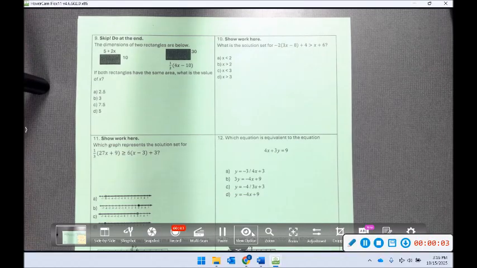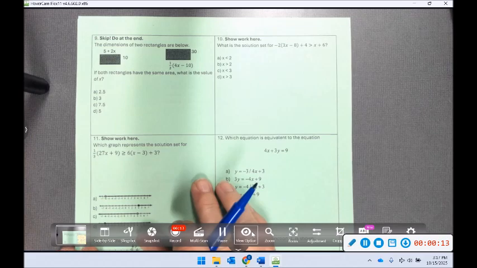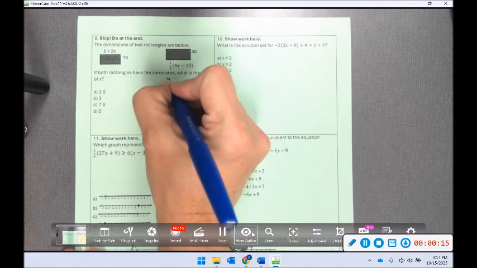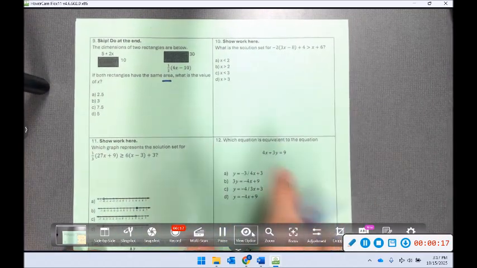Alright, so this is the video for the back of the review sheet. Now we're going to do 9 through 16. So number 9, it says dimensions of two rectangles are shown below. If both rectangles have the same area, alright, first thing you have to know is how to find area.